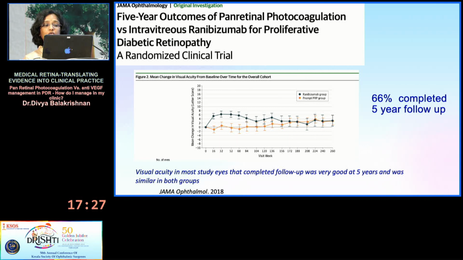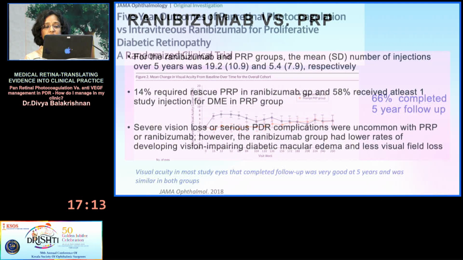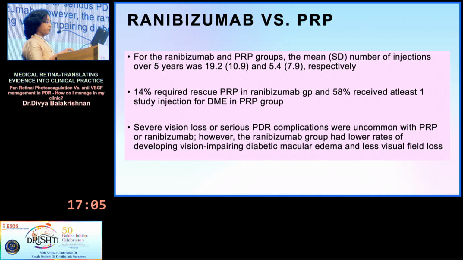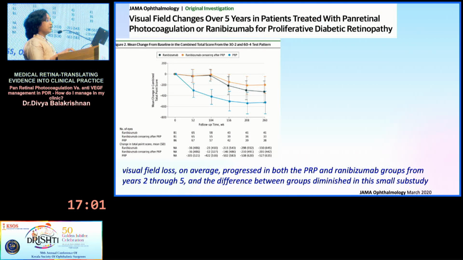The 5-year outcome of this study showed that only 66% of the patients could complete the follow-up period, and it showed that the visual acuity at the follow-up of 5 years was equal between these two groups, that is anti-VEGF and PRP. Over the period, 19.2 injections were required in the ranibizumab group, while only 5.4 injections were required in the PRP group. But neither group had any severe vision complications.